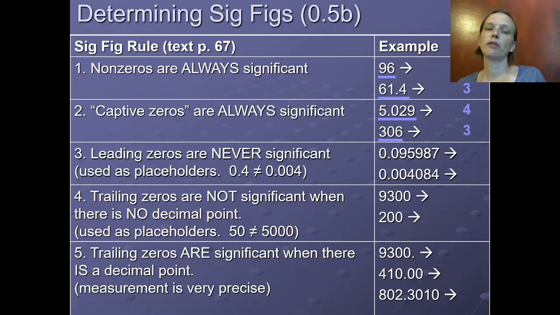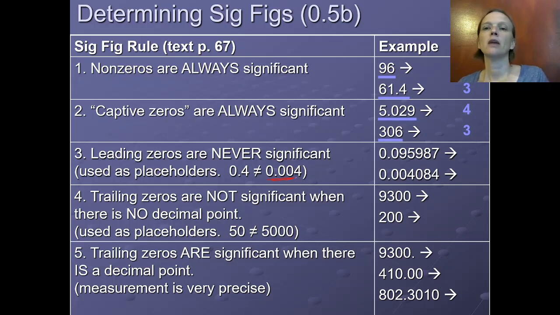The next rule, rule number 3, leading zeros are never significant. They're not significant because they are just used as placeholders. And what I mean by that is if you're writing 0.4 and comparing it to 0.004, those are 2 different numbers, right? 0.4 is much bigger than 0.004. We need those zeros there as placeholders. We can't throw them away. They're important, but they're not significant. They don't help the measurement be more precise, okay?